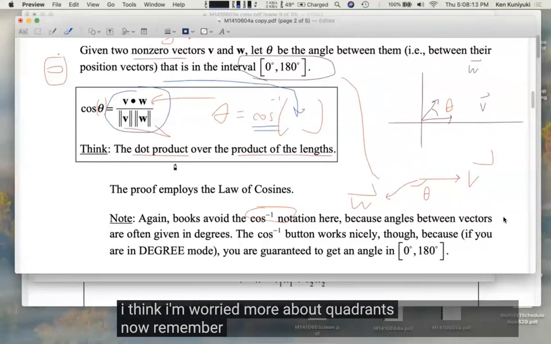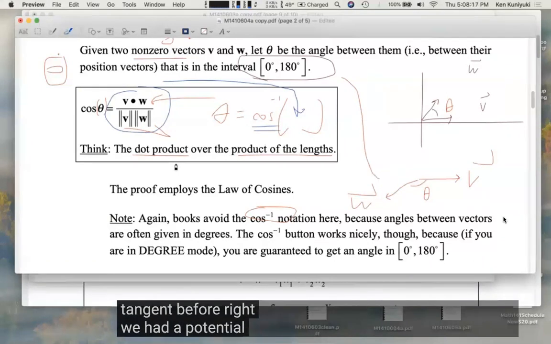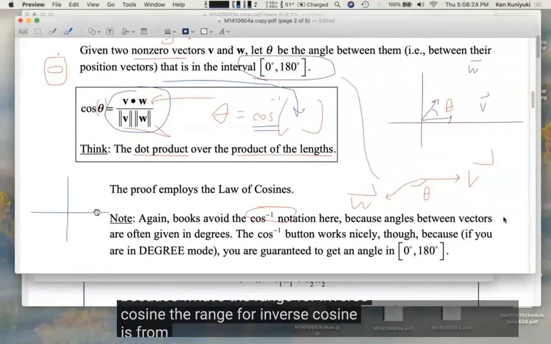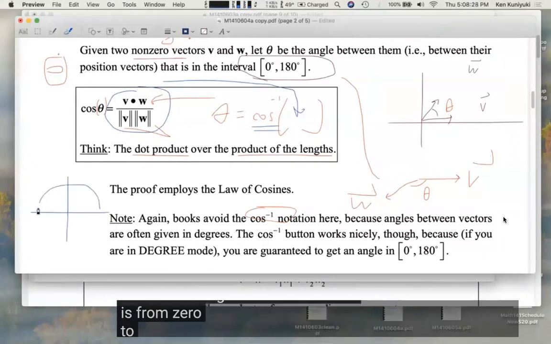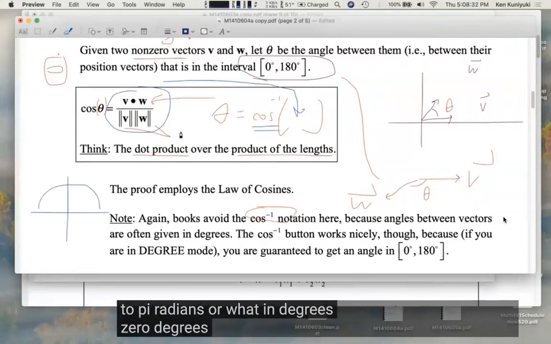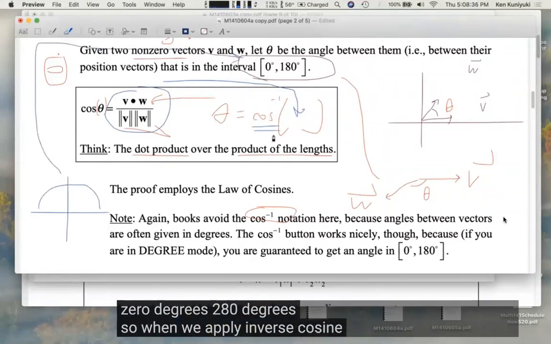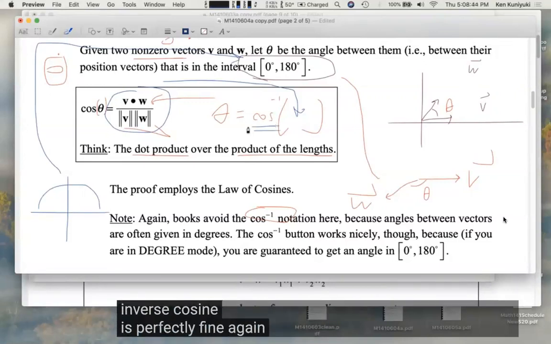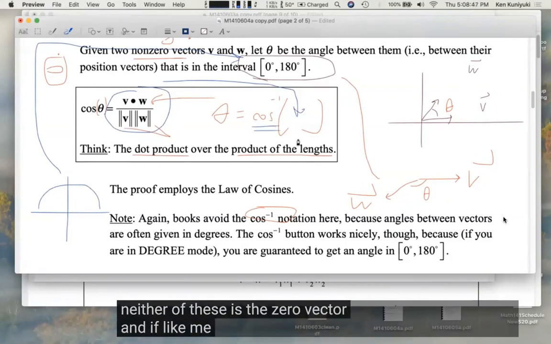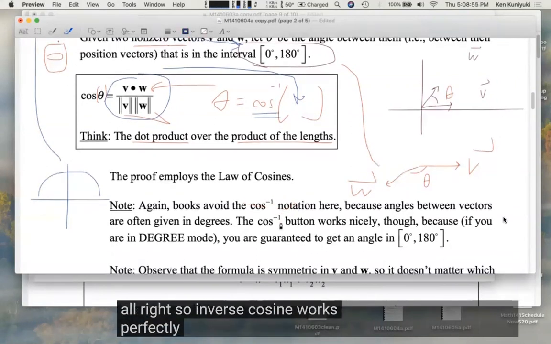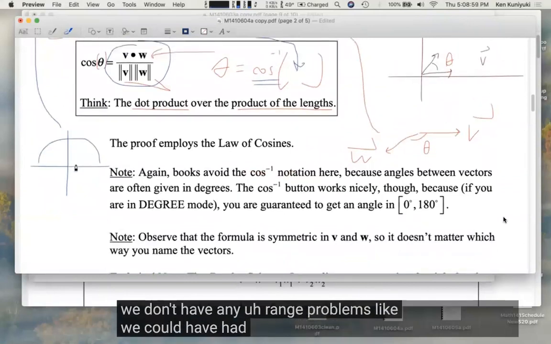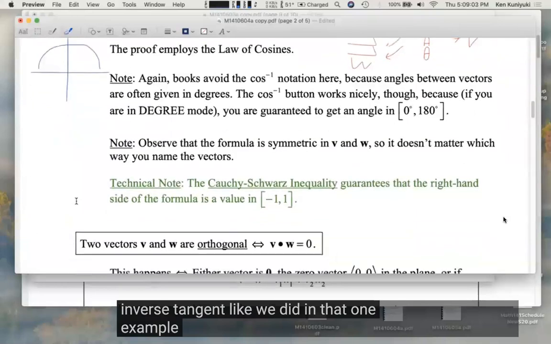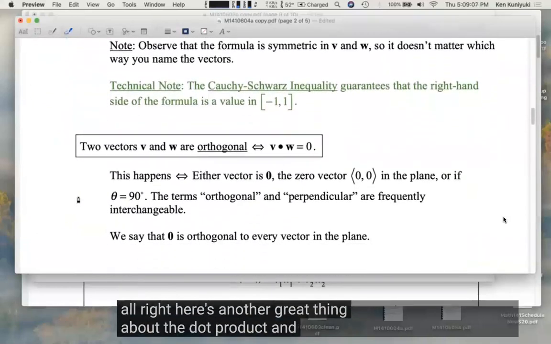That's the least of our worries, I think. I'm worried more about quadrants. Now remember, when we were dealing with inverse tangent before, we had a potential problem with quadrant. But here we're not going to have a problem. Because what's the range for inverse cosine? The range for inverse cosine is from 0 to pi radians, or in degrees, 0 degrees to 180 degrees. So when we apply inverse cosine, we're guaranteed that we're going to get an angle in the appropriate interval. So inverse cosine is perfectly fine, again, assuming that neither of these is the zero vector, and if like me, you're okay with the answer being given in degree measure. All right, so inverse cosine works perfectly. We don't have any range problems like we could have had with inverse tangent, like we did in that one example.